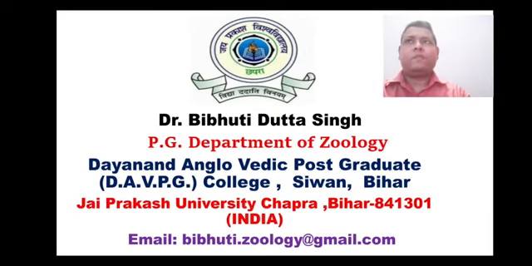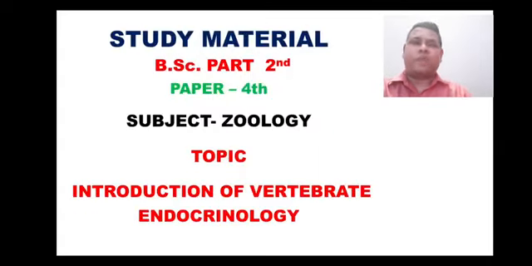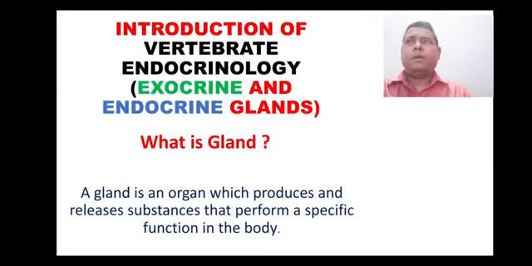This topic is most important for BSc Part 2nd Zoology Honours. This topic includes: point number 1, what is a gland? Point number 2, hormones and their types. Point number 3, types of glands, exocrine and endocrine, and their hormones.